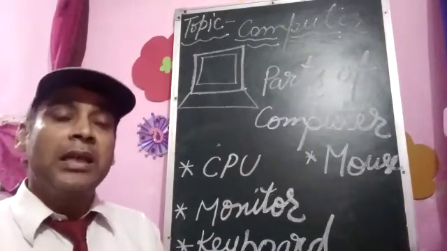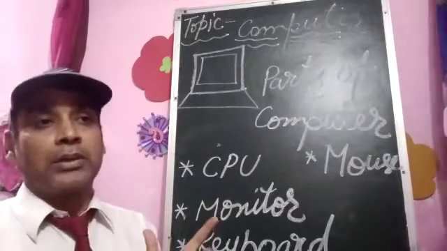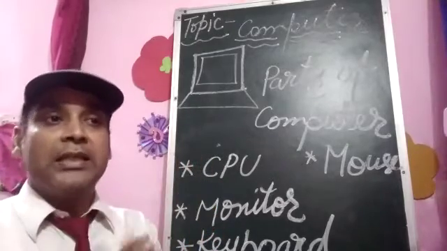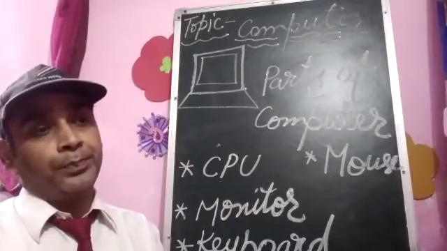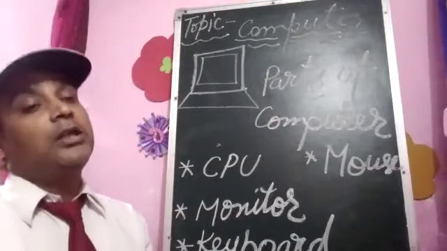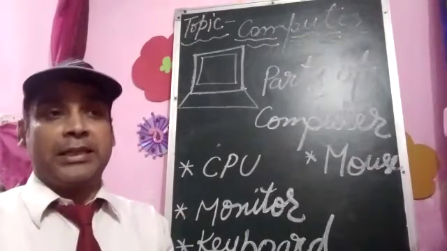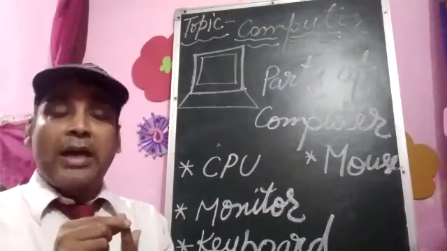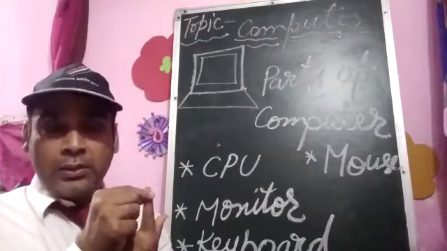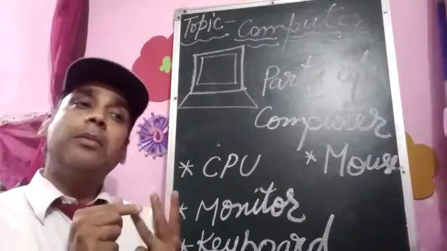CPU is always kept inside a box, which is known as a CPU box. A CPU is further divided into three parts: ALU, arithmetic logical unit, control unit, and memory unit.